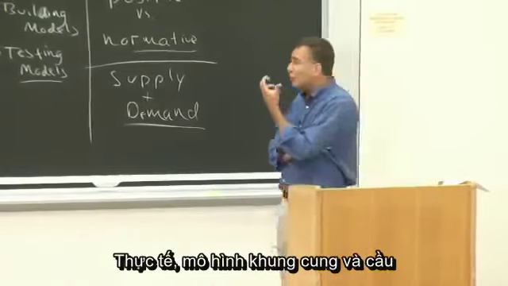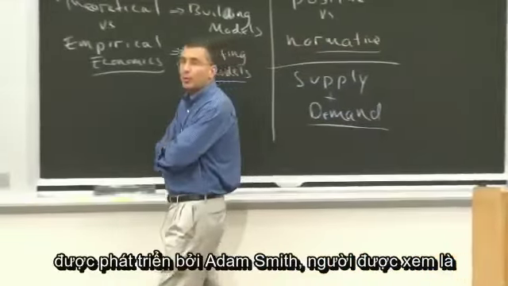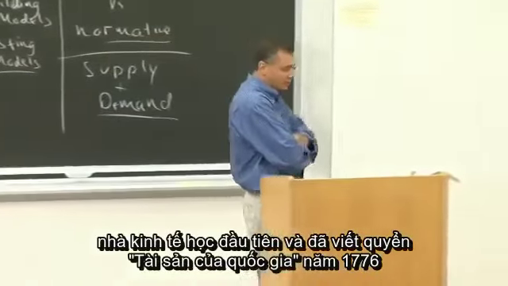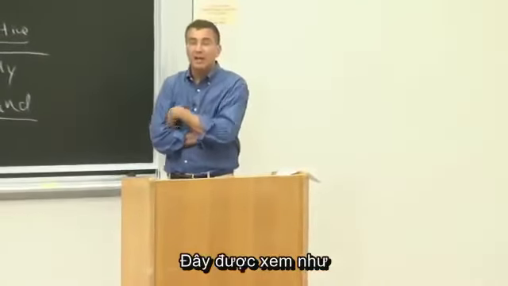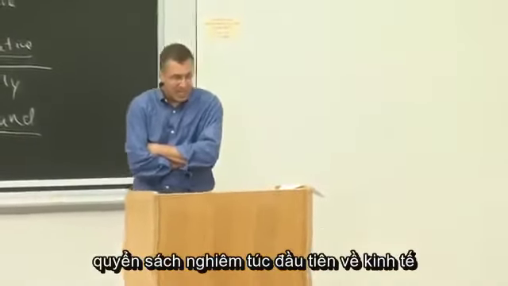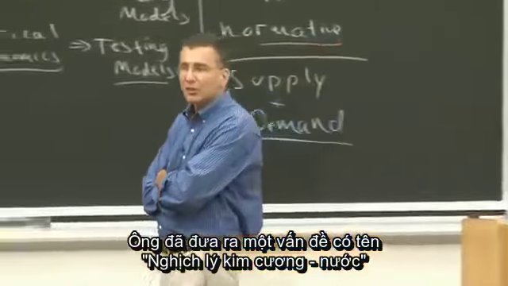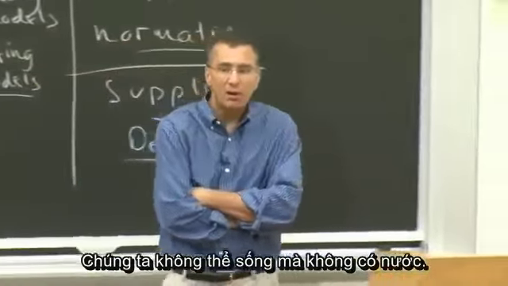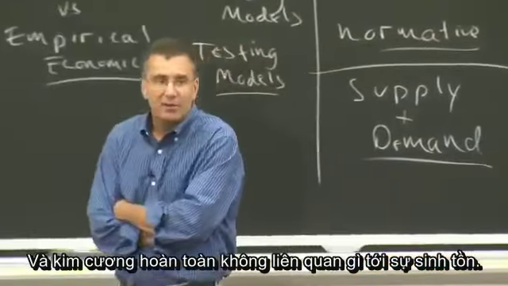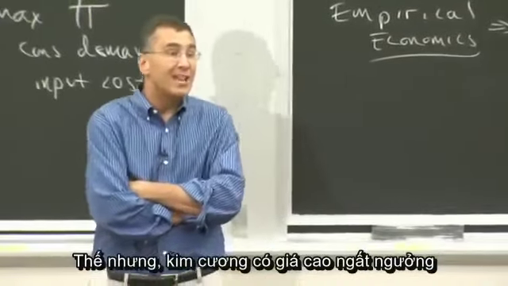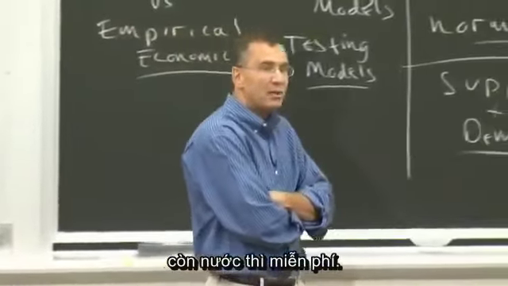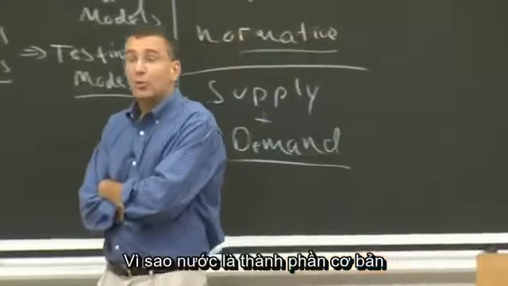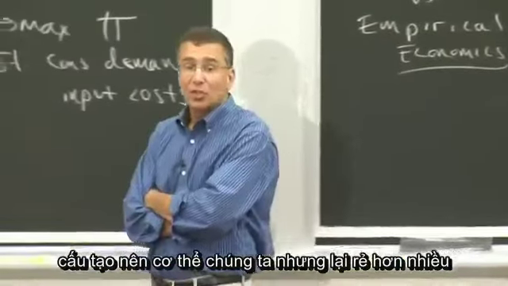In fact, the development of the modern supply-demand framework was from Adam Smith, the so-called first economist, who wrote The Wealth of Nations in 1776, which is viewed as the first serious book about economics. And he posed what he called the water-diamond paradox. What Smith said in that book is, look, it's clear water is the most important thing in life. We can't live without water. And diamonds are completely irrelevant to life. You can live plenty fine without a diamond. And yet the price of diamonds is astronomical and water's free. How can this be? How can it be that water, which is such a fundamental building block of our life, is so much cheaper than diamonds, which are not?